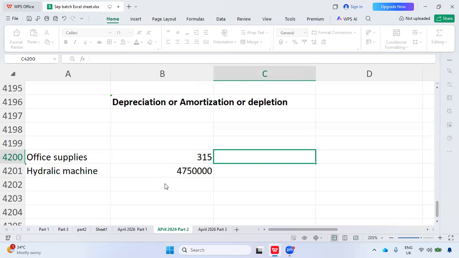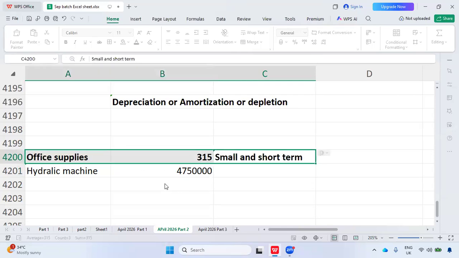We can claim immediately, because it is a small amount and also short term. So if it is short term, then we can claim immediately.